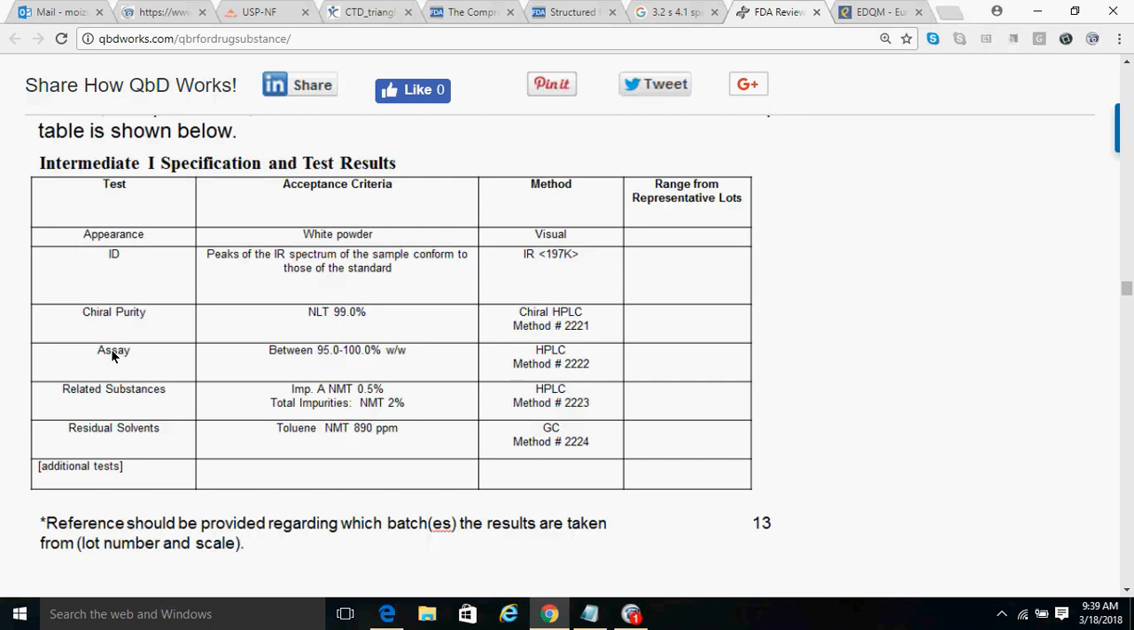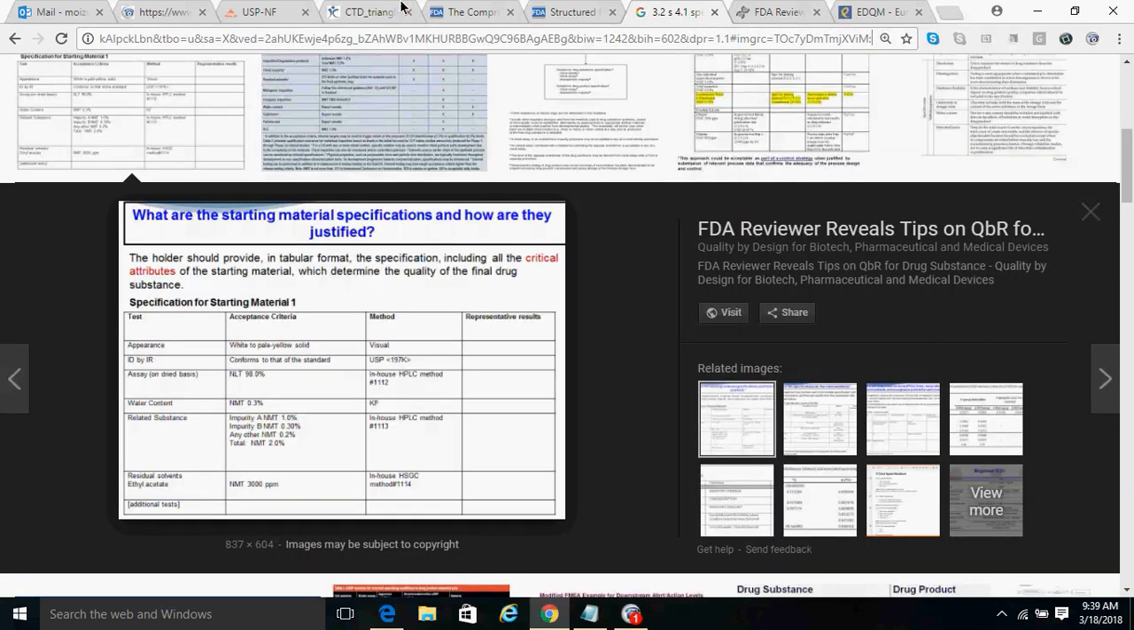For example, in this case, if you see the assay method, the acceptance criteria should be 95.0 to 100% weight by weight. Related substances should be NMT, not more than 0.5. Total impurity should be not more than 2%. All this information has to be provided under specification of drug product.